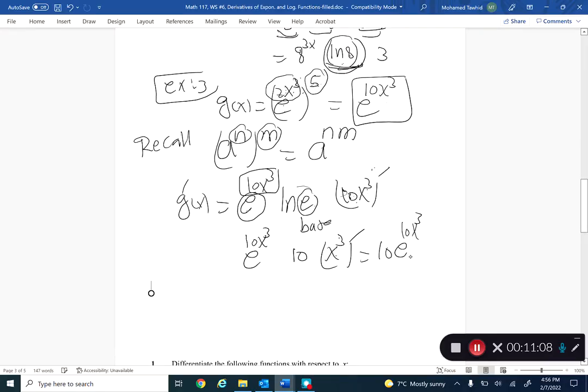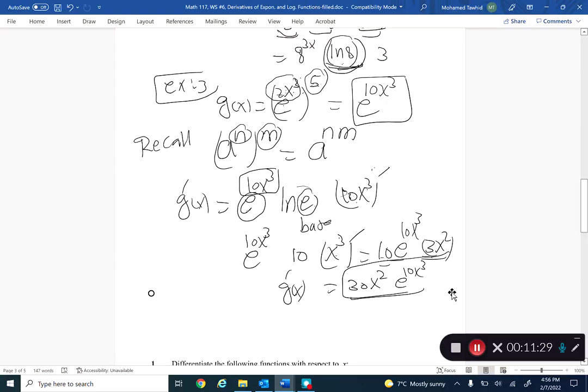The derivative of x cubed is what? 3x squared. Right? You can leave it like this or simplify. How to simplify? Just multiply by 10. So you get 30x squared e to the power 10x cubed. And then you leave it like this. And that is our g prime of x. Alright? G prime of x.